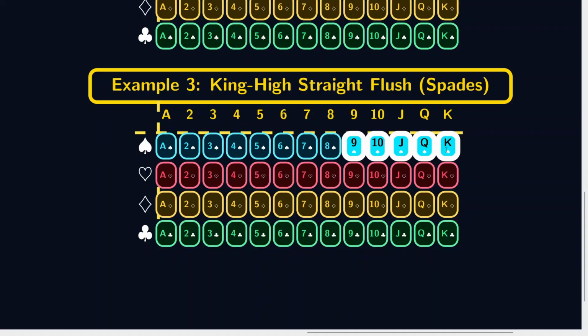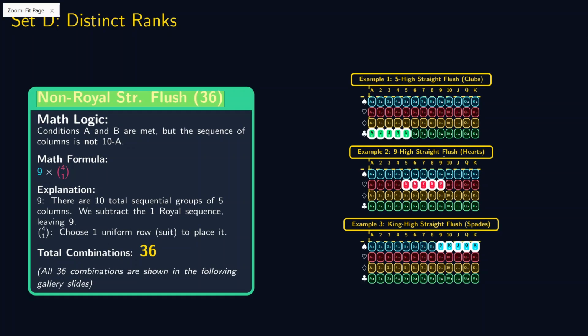Now for the formula. We write it as 9 multiplied by 4, choose 1. The 9 counts the number of valid non-royal sequences of 5 consecutive columns. We established there are 10 total sequential windows in a 13-rank deck, and we subtract the 1 royal sequence, leaving 9. Then 4 choose 1 counts the choice of suit, which row all 5 dots will sit in. 4 choose 1 is 4. 9 multiplied by 4 equals 36. There are exactly 36 non-royal straight flush hands in the deck.